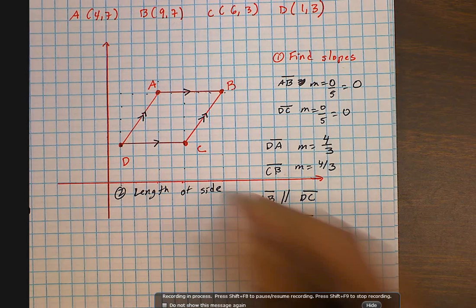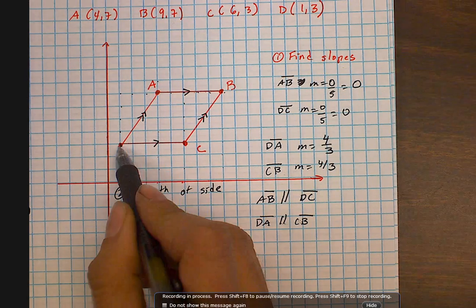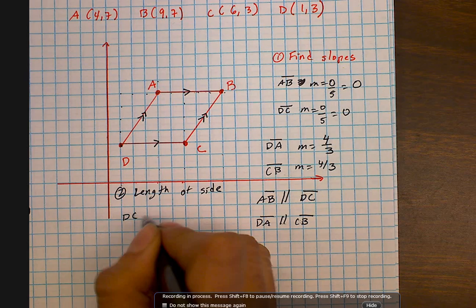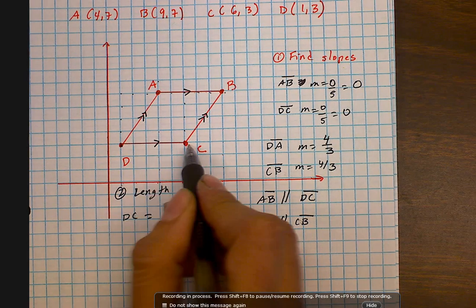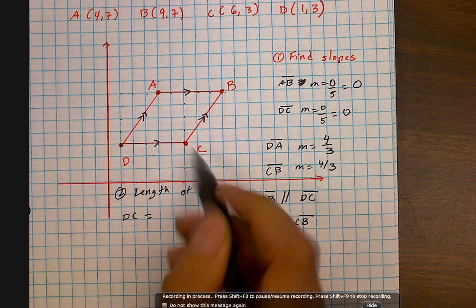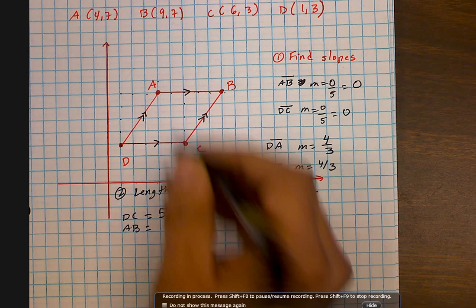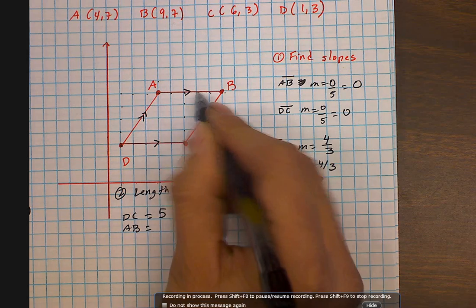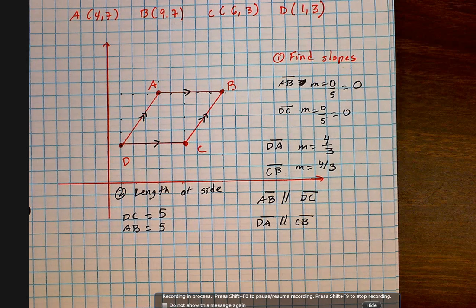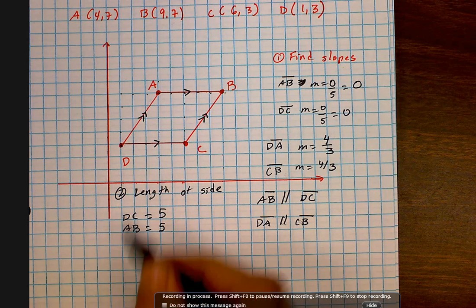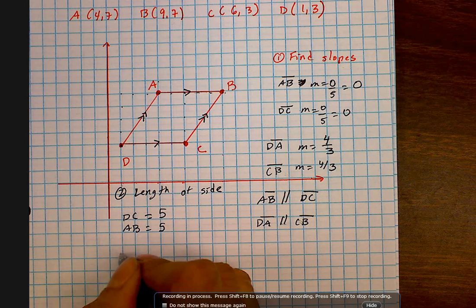Okay, so if you look at this one, well, DC is kind of easy, right? Because all you have to do is count 1, 2, 3, 4, 5. So that one's 5. Now AB is also going to be 5. 1, 2, 3, 4, and 5. Okay, right? So now we need to find the length of DA, right?